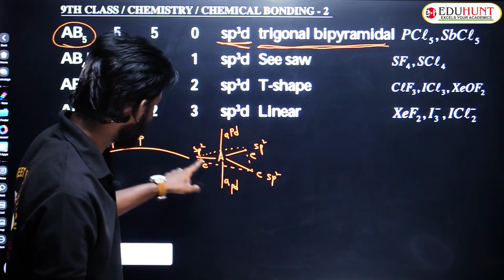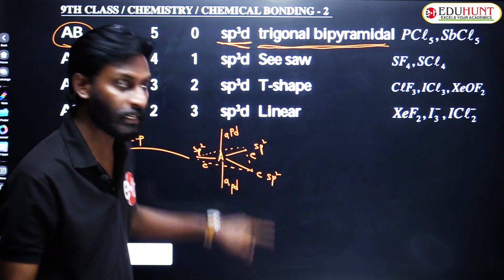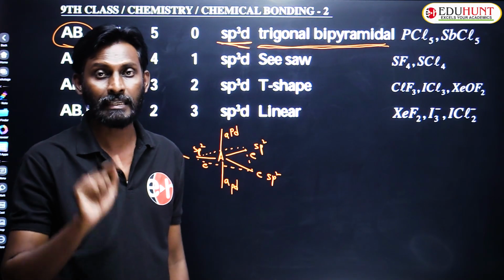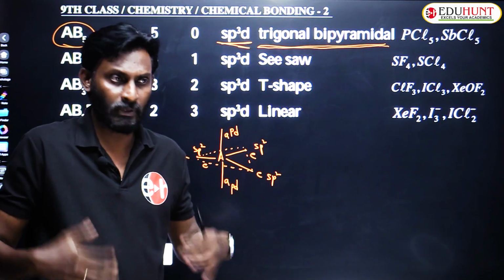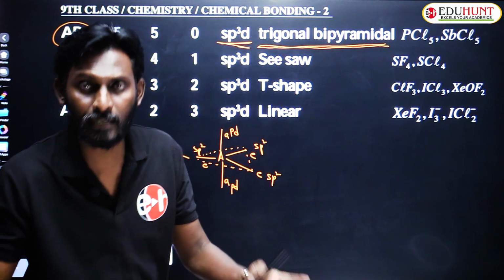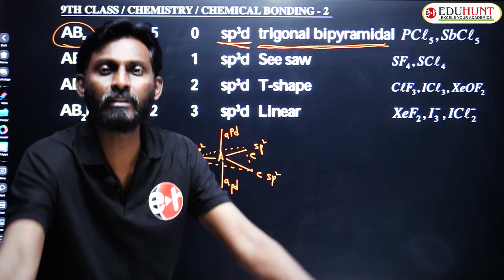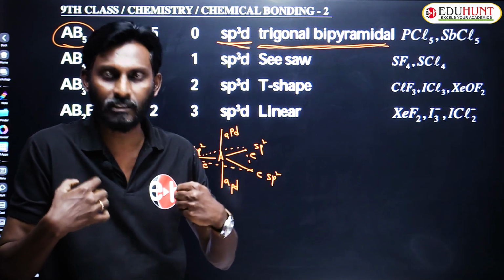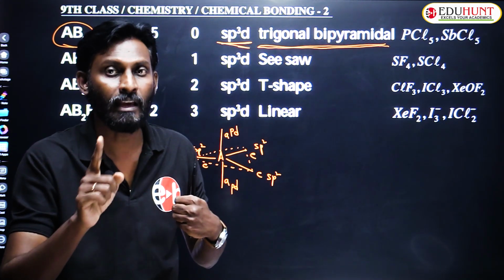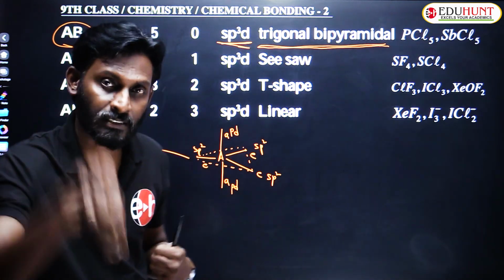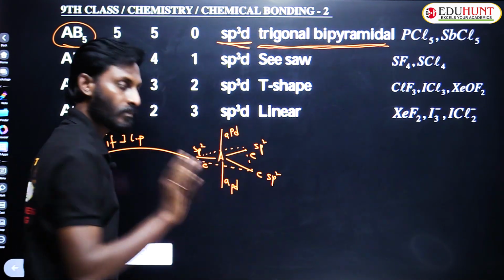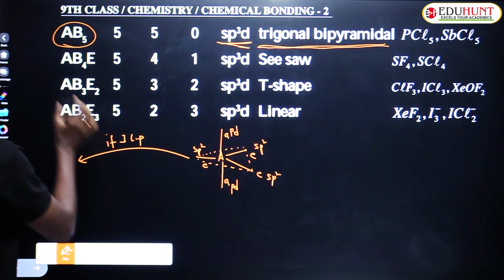Please notice here, in the equatorial orbitals there is more s character. More s character means more electronegativity, or you can say more tendency to grab electrons or electron pairs. So that is why a lone pair always prefers equatorial positions first.